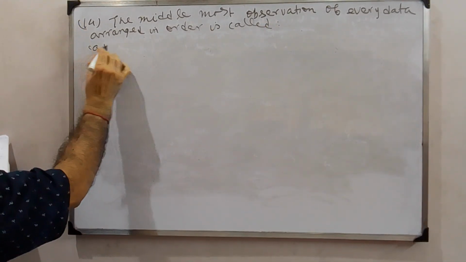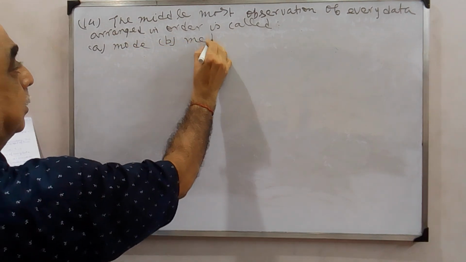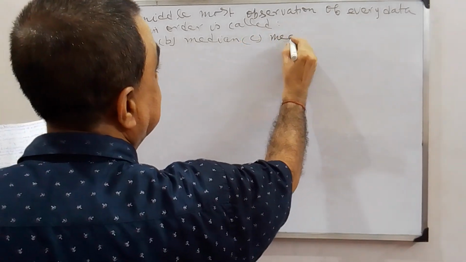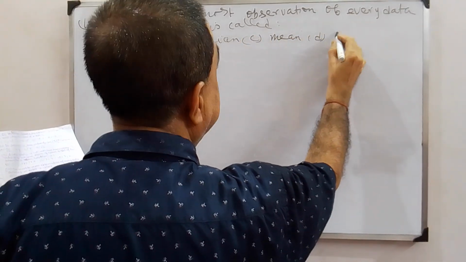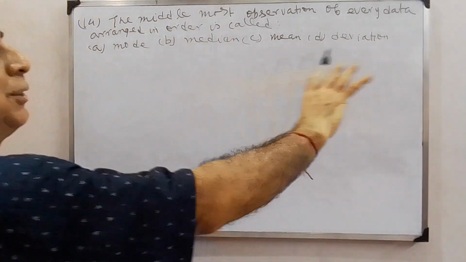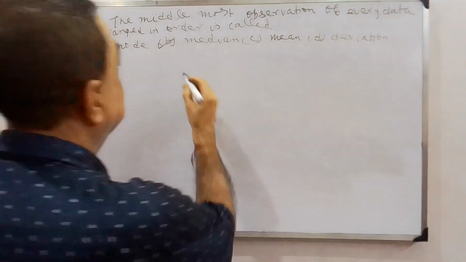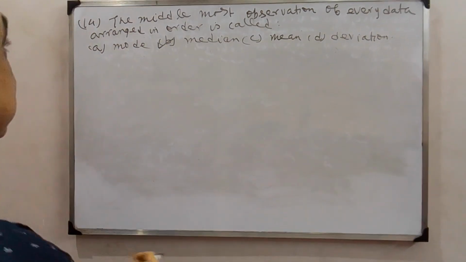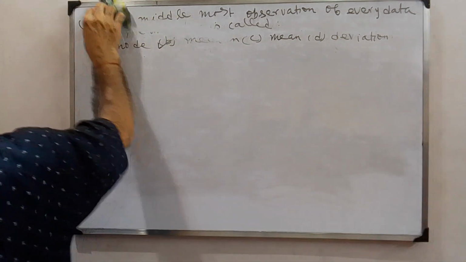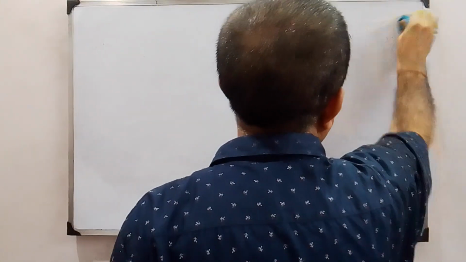Option A is mode, option B is median, option C is mean, and option D is deviation. So what we know is, when the numbers are arranged in order, the middlemost number is called the median. So the correct choice is B. The 14 is completed, and now I will be doing number 15.